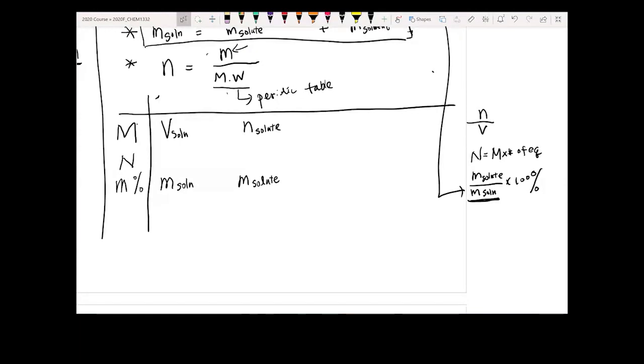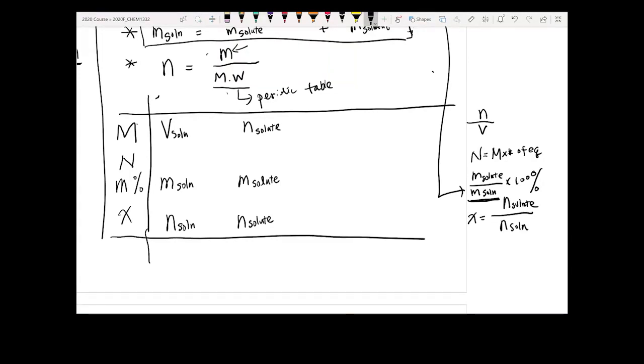Then the next one is the mole fraction. In order to get the mole fraction, you need to know the number of moles of your solution and the number of moles of your solute. The mole fraction is just equal to the number of moles of your solute divided by the number of moles of your solution. So you can see in all these four, the denominator is your solution.